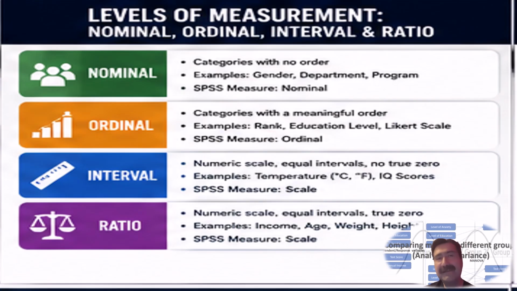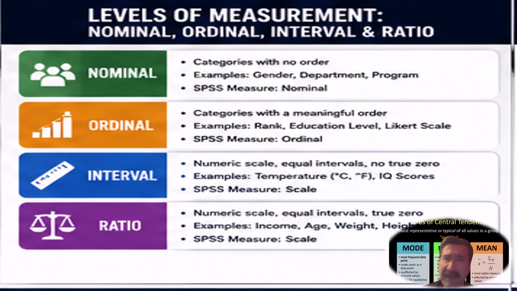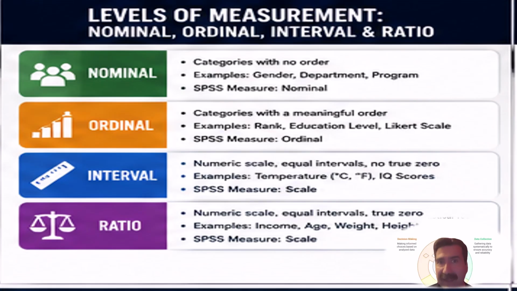Here we go, levels of measurement. Now let's discuss the four levels of measurement. Nominal variables represent categories without any meaningful order. Examples include gender, department, occupation, or program membership. Ordinal variables contain categories that have a meaningful order but unequal distances between categories. Examples include rankings, satisfaction ratings, and Likert scale responses.